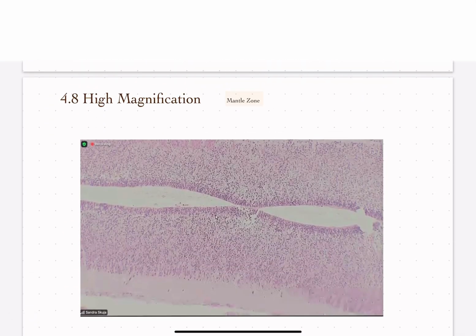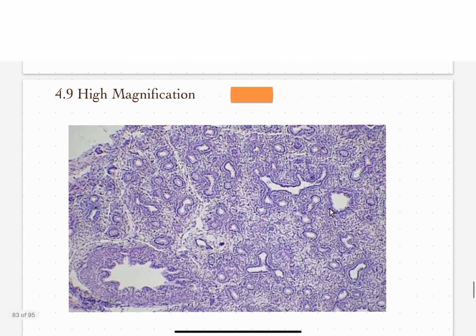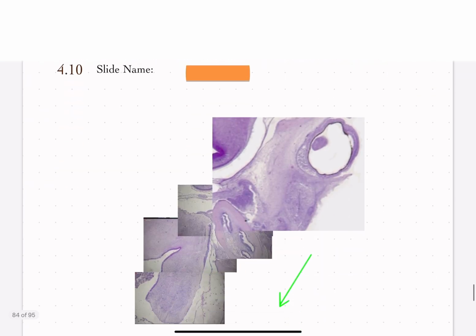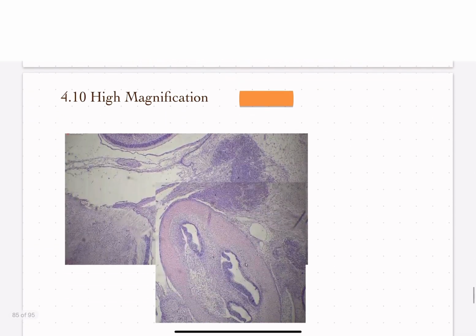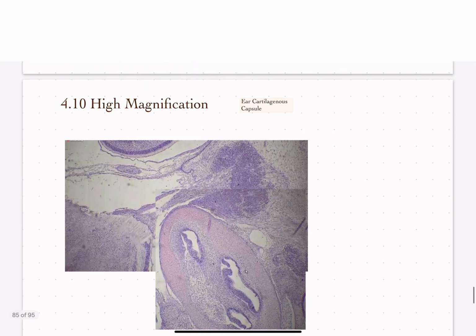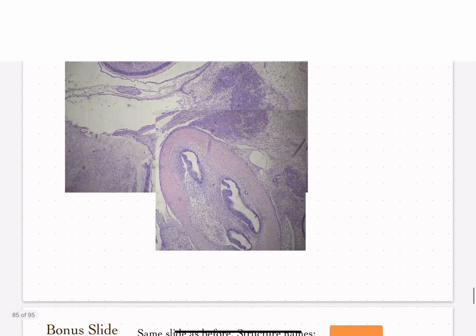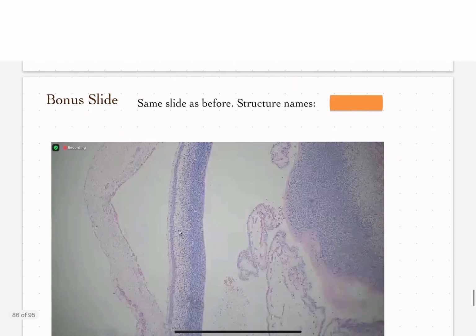As for the structure, it was the mantle zone. 4.1 was the developing lung in pseudoglandular stage. And then as for the structure, it was the developing bronchus. 4.10 was the developing head, or developing human embryo brain, sagittal section. And 4.10 is the ear cartilaginous capsule. I think you should also write in developing ear cartilaginous capsule there to be sure.